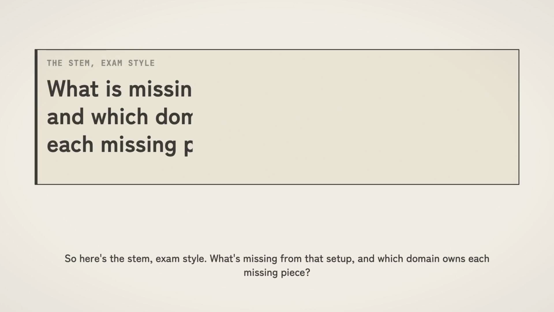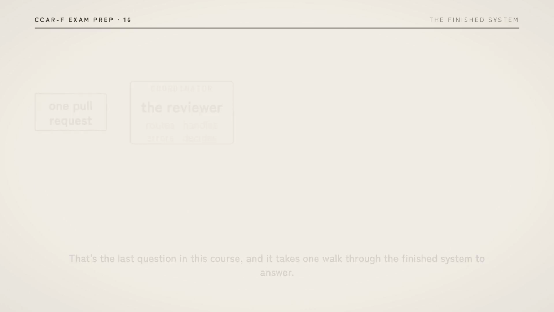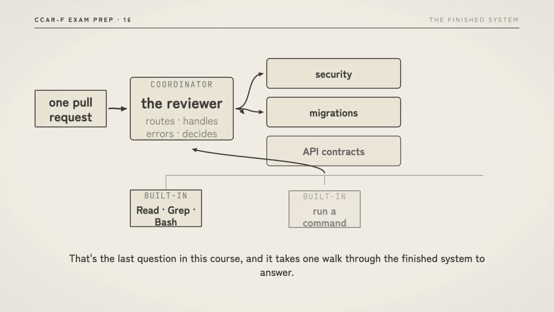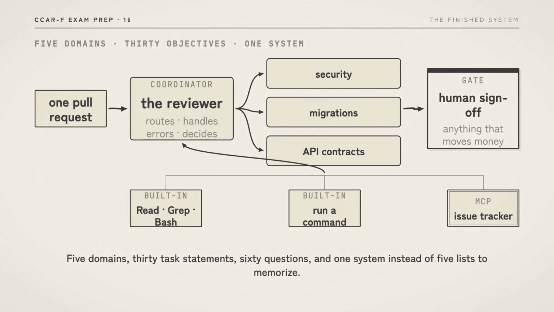So here is the STEM exam style. What's missing from that setup, and which domain owns each missing piece? That's the last question in this course, and it takes one walk through the finished system to answer. 5 domains, 30 task statements, 60 questions, and one system instead of 5 lists to memorize.